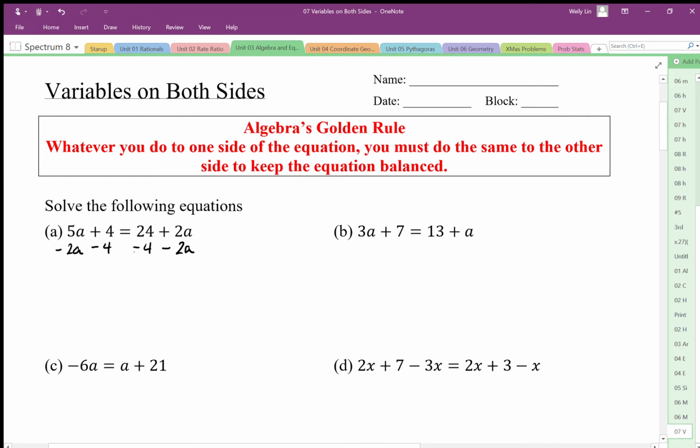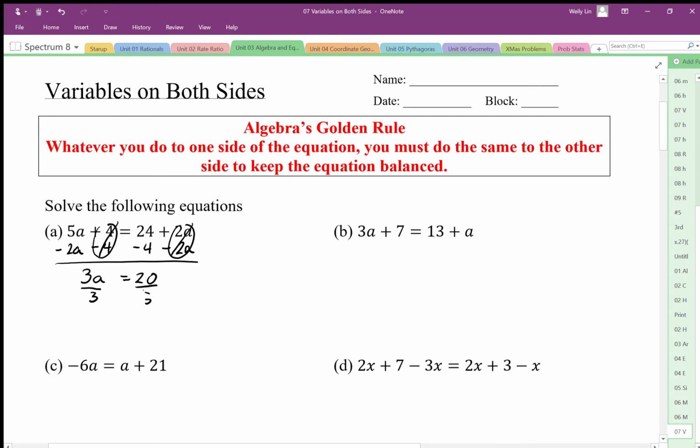Okay, so this is what I want to see. I want to see opposites, okay, and I want to see balance. So these are my 0 pairs. Those disappear. So I'm going to end up with 3a equals 20. Okay, and then when I divide that, I'm going to divide by 3, divide by 3 on both sides.